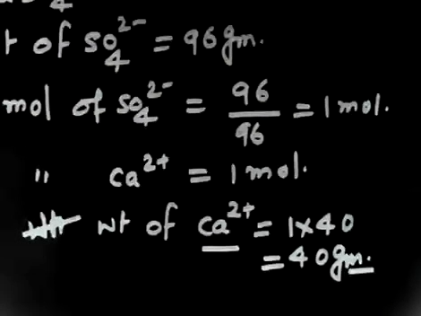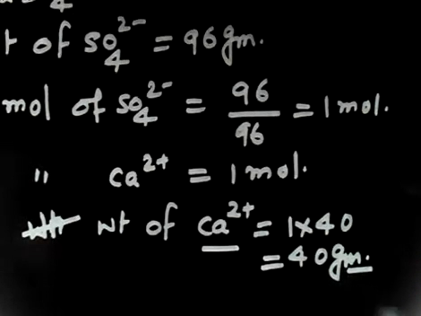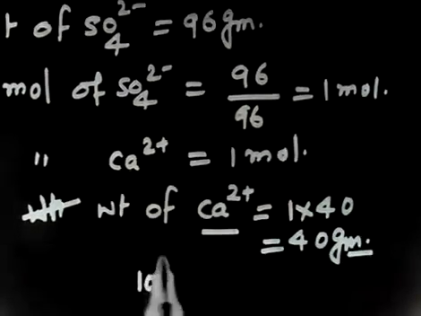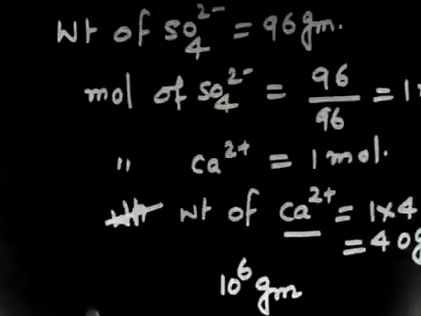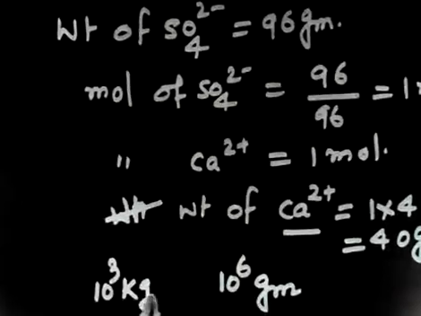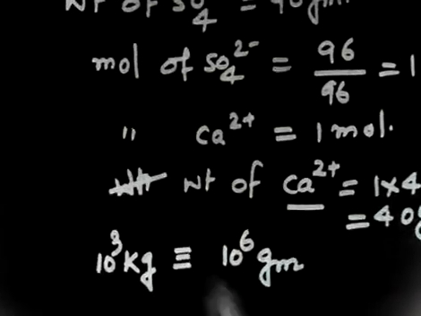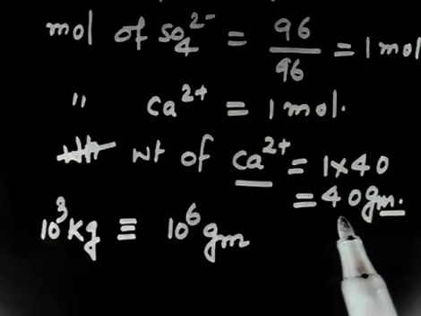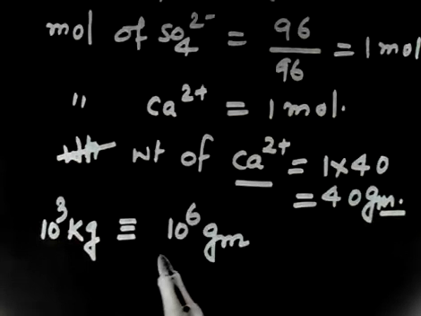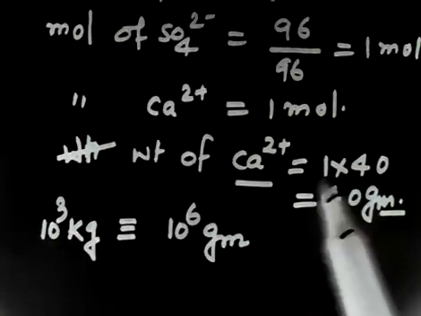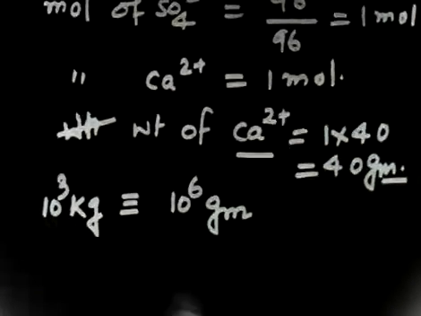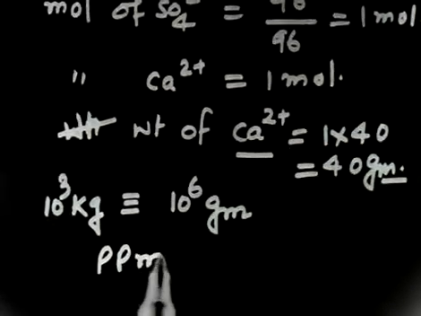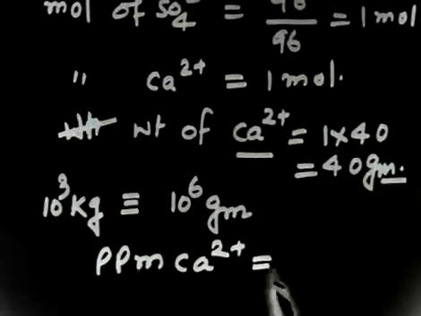So what is the ppm? You see, if we have 40 gram in 10 to the power 3 kg, so what is the water? Water is 10 to the power 6 gram. The 10 to the power 3 kg is same as 10 to the power 6 gram. Are you getting or not? So 10 to the power 6 gram contains 40 gram. So what is the ppm value? ppm, 10 to the power 6 is a million. So 1 million contains 40 parts. So 40 ppm. Are you getting or not? So ppm of Ca2 plus is 40 ppm.